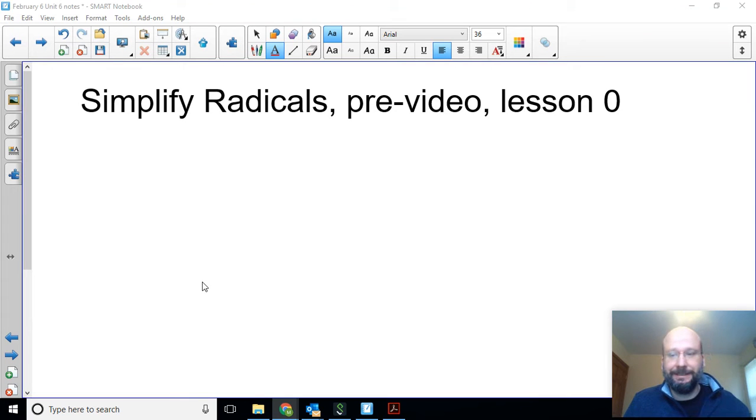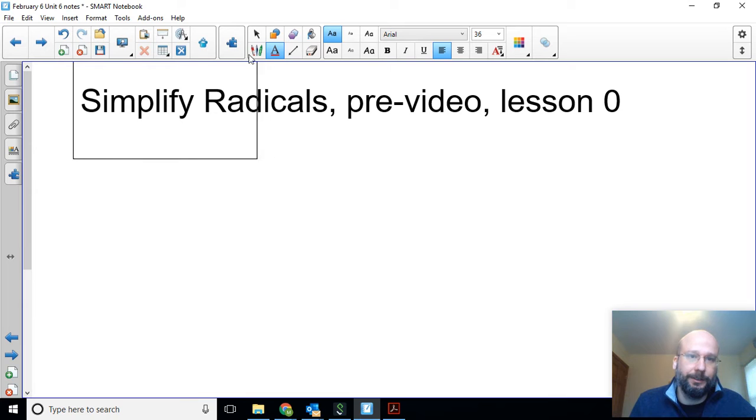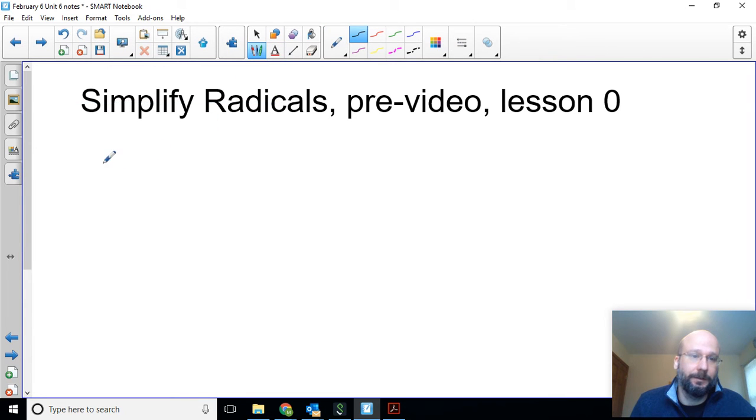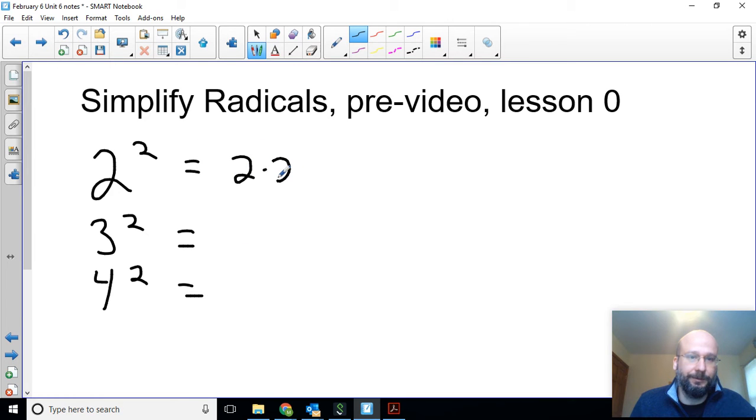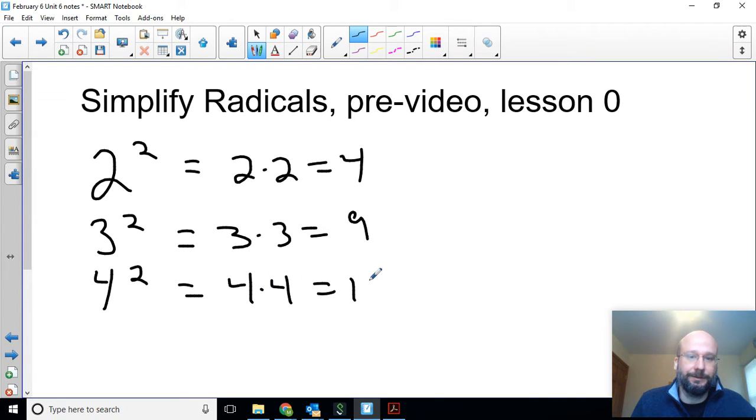Hi guys, this is going to be the pre-lesson for simplifying radicals, just to make sure we're on the same understanding of terms. So we've done squares, right? So 2 squared, 3 squared, 4 squared, right? We've all done this. It's the same as 2 times 2, which equals 4. 3 times 3 equals 9. 4 times 4 equals 16.